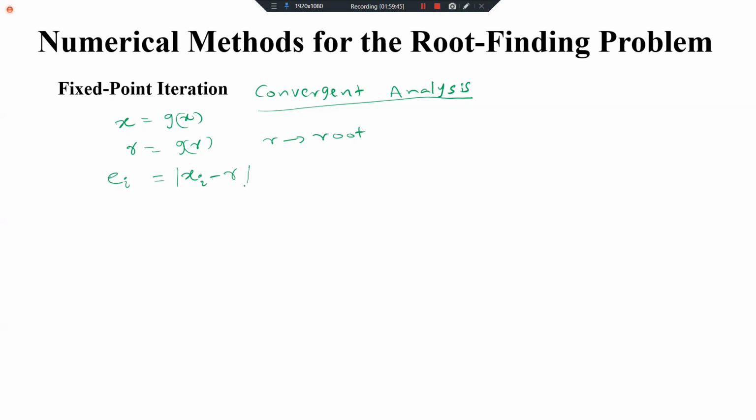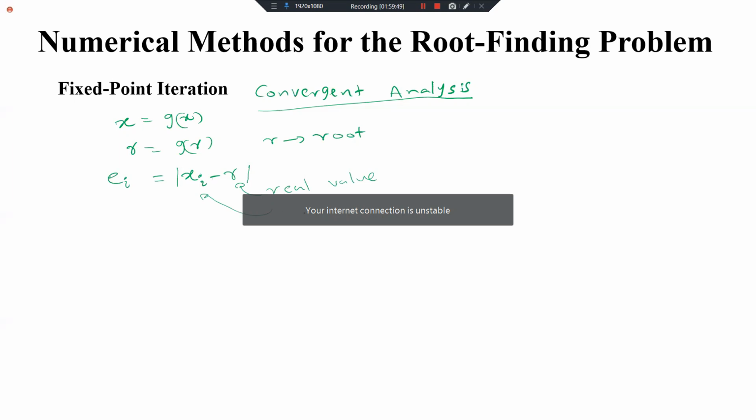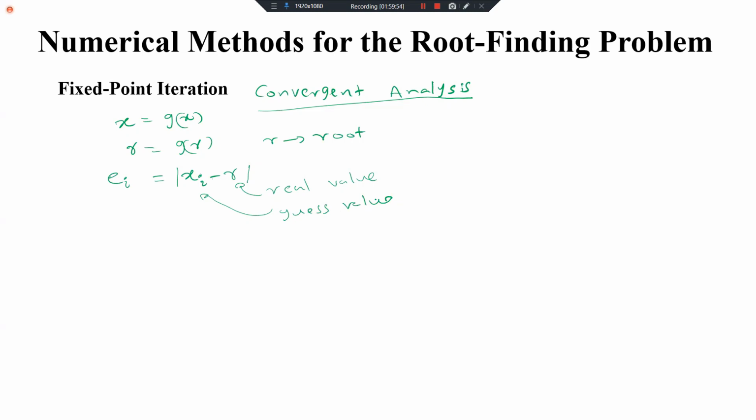This value is the error for each iteration. In the last slide I told you we will get the next iteration using this function.